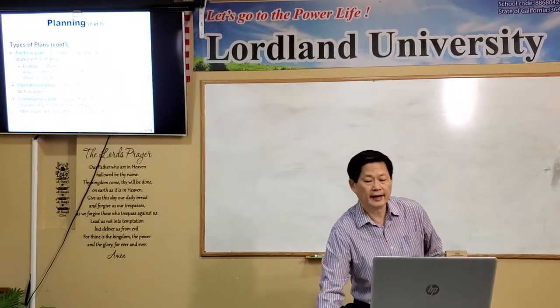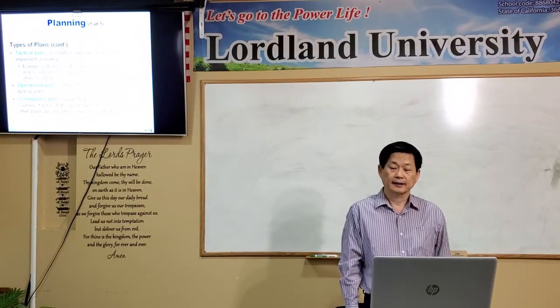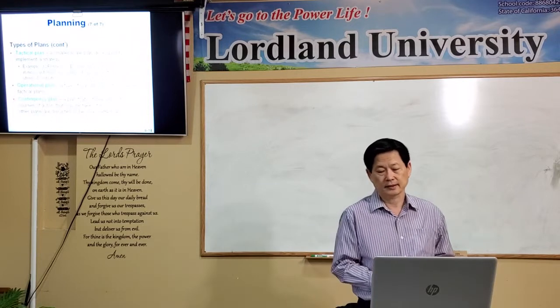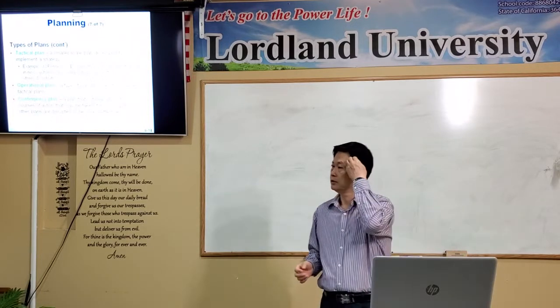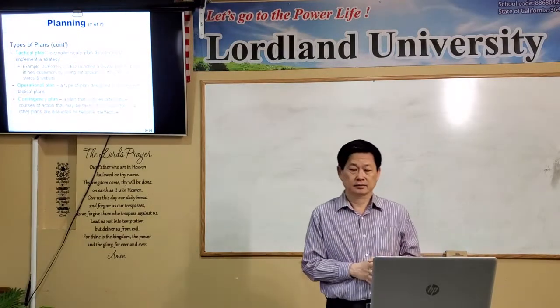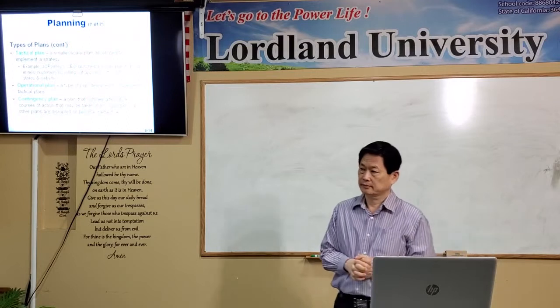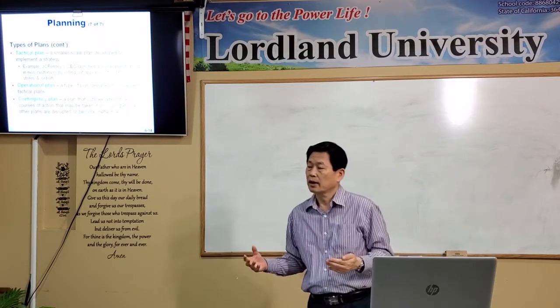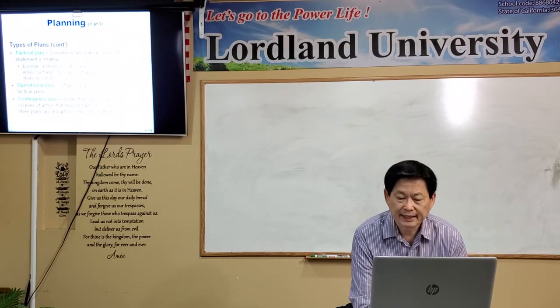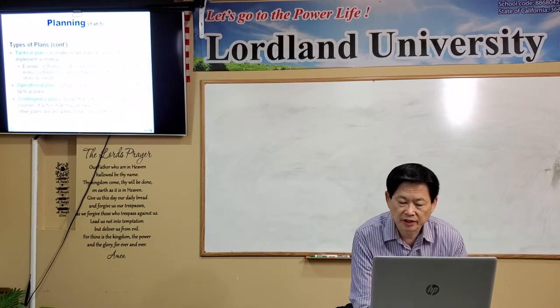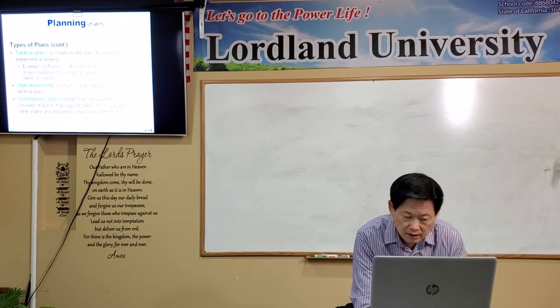A tactical plan is a smaller scale plan that is developed to implement and support the strategies. A tactical plan is normally within 1 year. Example: J.C. Penney's CEO launched a 3-year plan to bring in new customers by rolling out appliances to J.C. Penney stores and website.